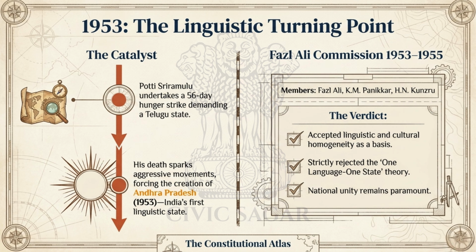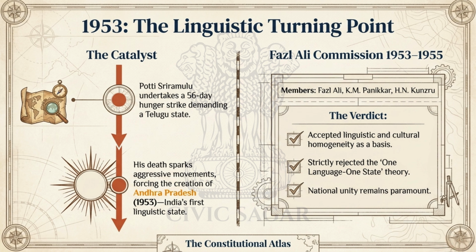The Commission's verdict was definitive. They accepted linguistic and cultural homogeneity as a basis for state formation. However, they strictly rejected the one language, one state theory. Ultimately, the Commission reaffirmed that national unity remains the paramount consideration for the Republic.